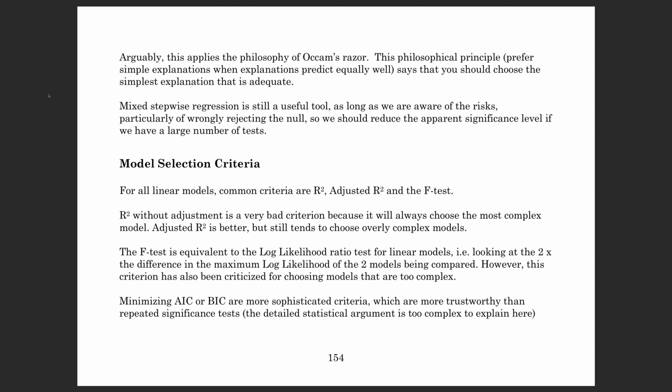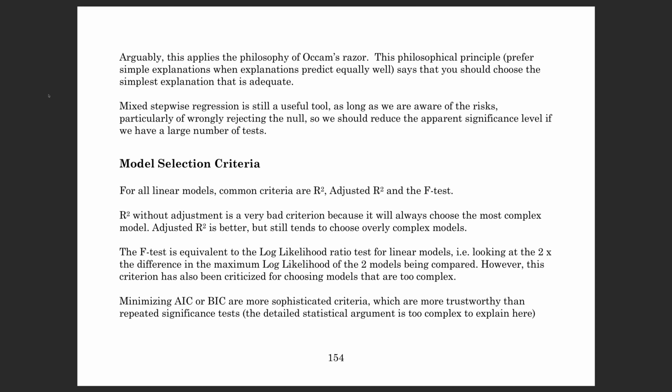So R squared without adjustment, we've already said, is a very bad criterion because it will always choose the most complex model. Adjusted R squared is better, but it still tends to choose overly complex models. The F test is equivalent to what's called the log likelihood ratio test for linear models. So we'll see that that's the same as twice the difference in the maximum log likelihood of the two models being compared. However, this criterion has also been criticized for choosing models that are too complex. So there are two other criteria we can consider. One is called AIC and the other one is BIC.